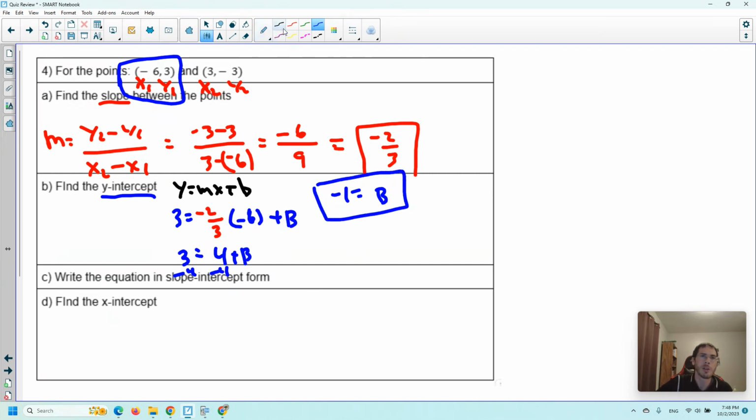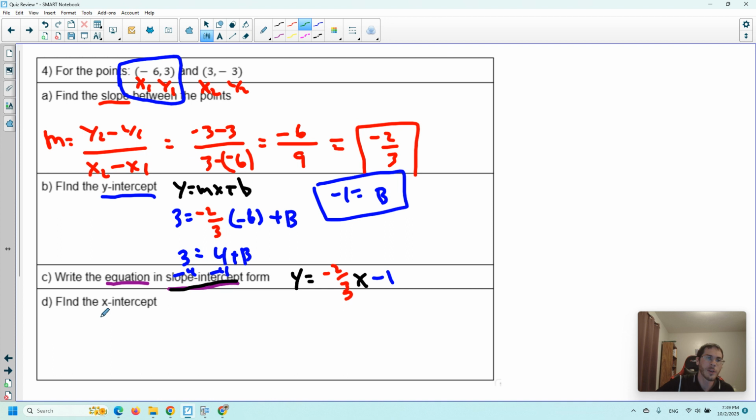Part C, write the equation in slope-intercept form. So again, we're doing the equation in slope-intercept form. That slope-intercept form I already have in black up here. Y equals mx plus b. So y equals, m is the slope, negative 2/3. X stays as x, and then b is negative 1. So I could do plus negative 1, or I can do minus 1. I'm just going to choose minus 1 because it looks a little bit nicer.